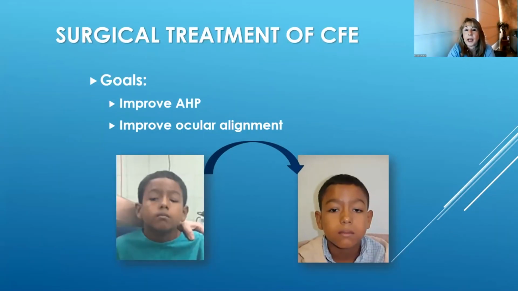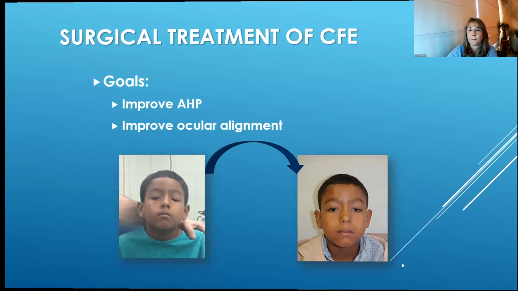So in the surgical treatment of congenital fibrosis of extraocular muscles, our goals should be to improve the anomalous head posture and to improve the ocular alignment, at least in primary position. You probably will not get much more in these cases. But even with such a fair result, you should try to help these patients, because even getting this result makes a huge difference for them.